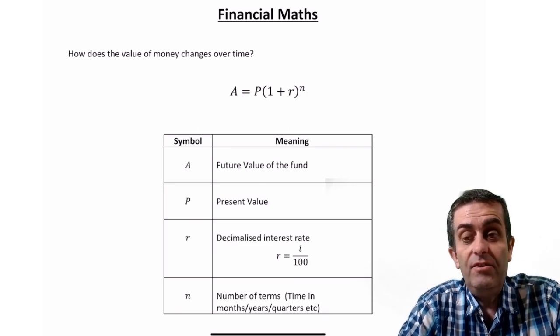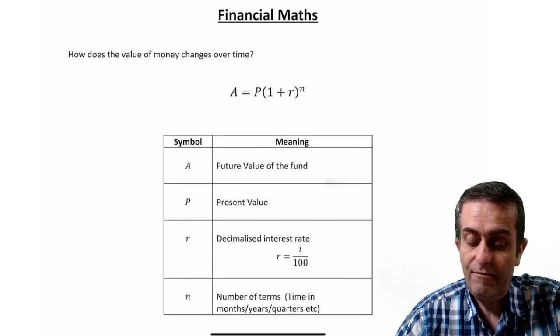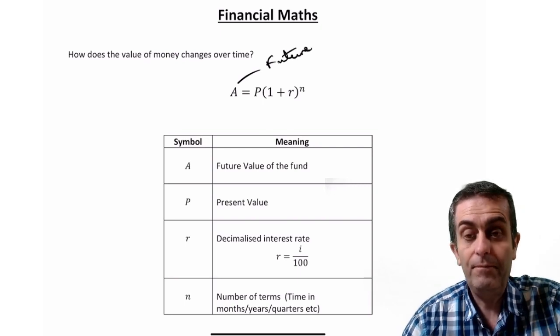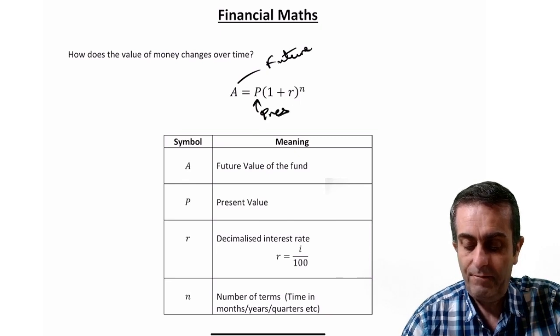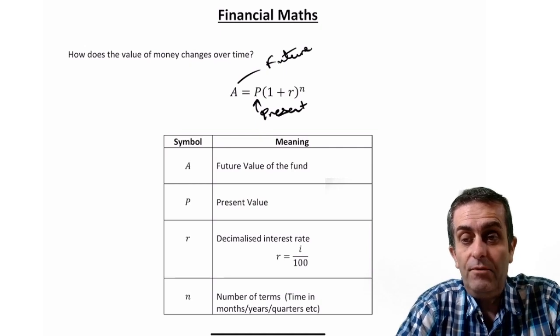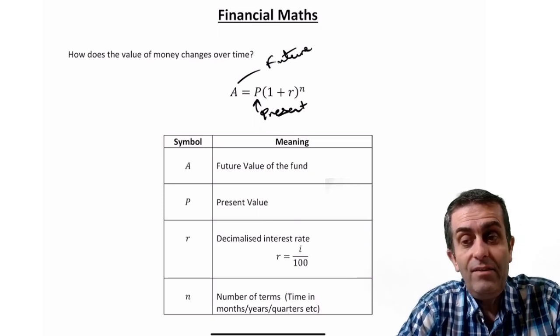A is called the future value. So this is the future value, the value of the fund at some point in the future. P is called the present value. That is the value of the money today. So 100 euro today has a value of 100 euro today, etc. So A is the amount in the future, P is the value at the present.